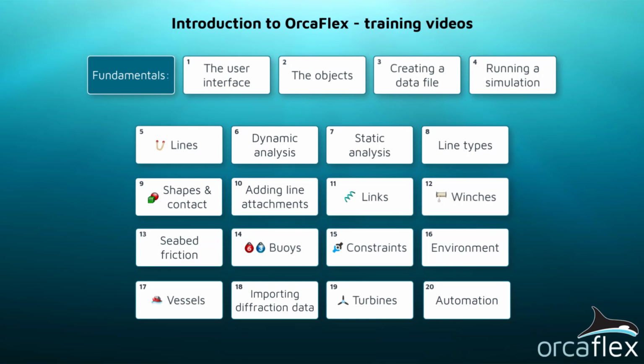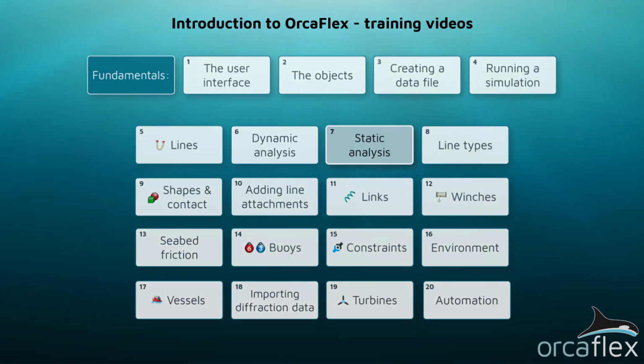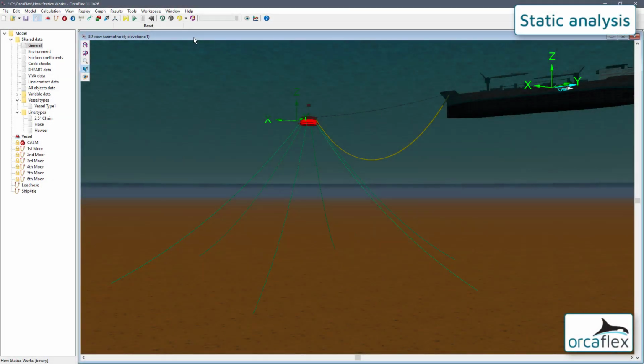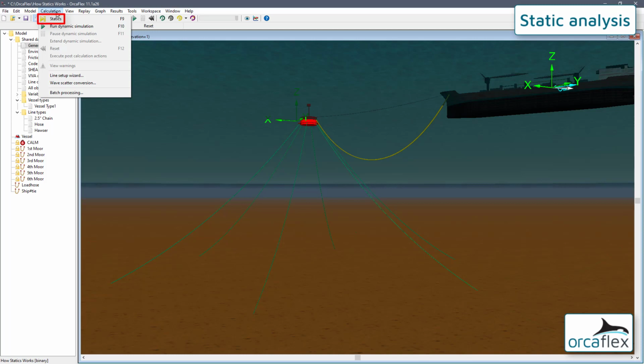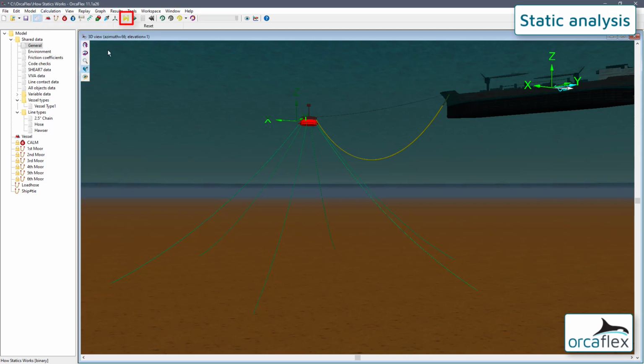We're now going to spend some time learning about static analysis. The static analysis can be seen as an end in itself, or it can be seen as a means of providing a good stable starting point for a dynamic analysis. A static calculation can be specifically run from the calculation menu, the icon in the toolbar, or the F9 key. But it will, by default, always be performed even if you go straight to dynamics.